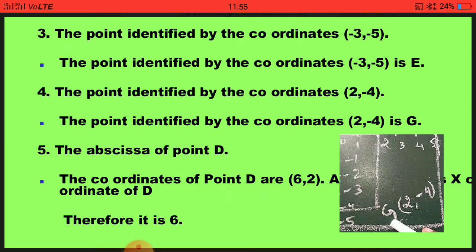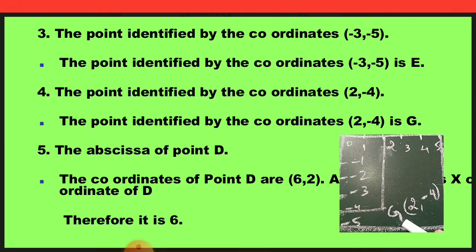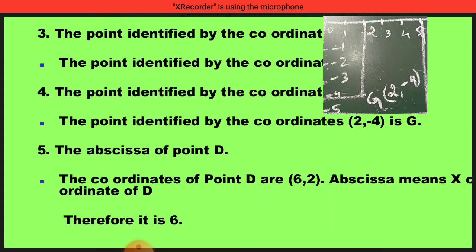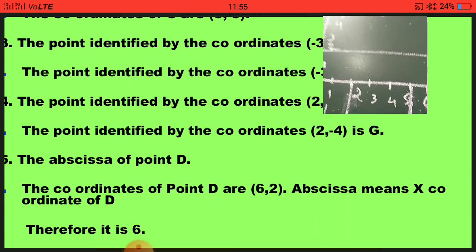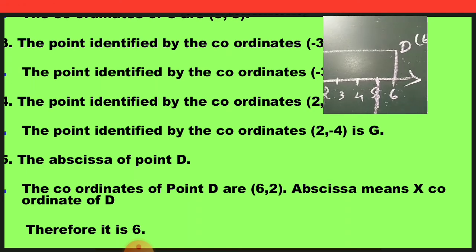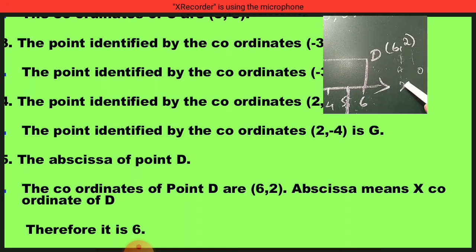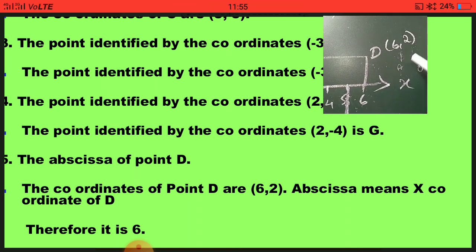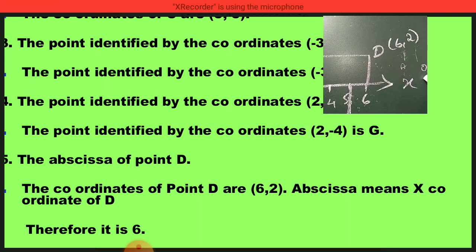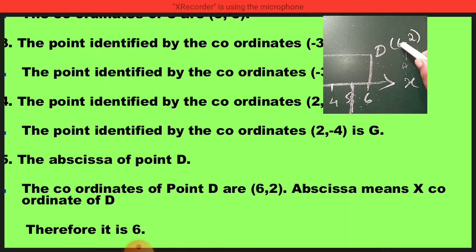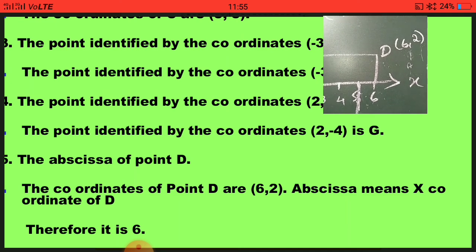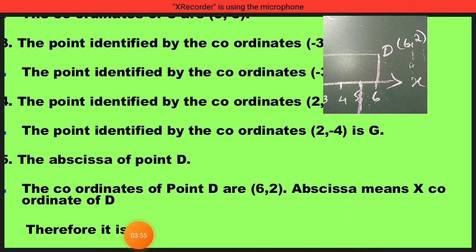The name is G. Next, the abscissa of point D. Abscissa is nothing but x coordinate. Hence, abscissa of point D is 6. It is abscissa, x coordinate; y coordinate is ordinate. Hence, we should write only abscissa, so I wrote it as 6. They will give these in 1 mark questions, children.